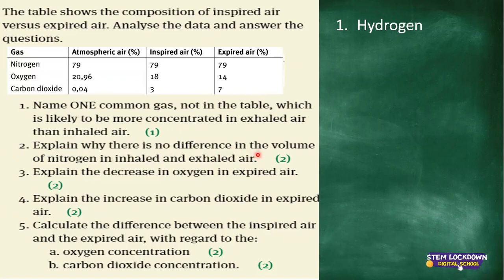Explain why there is no difference in the volume of nitrogen in inhaled and exhaled air. Let's look at the nitrogen gas. In atmospheric air, there's 79% of nitrogen gas. And then in inspired air, there's 79%. Expired air again, there's still 79%. So why do you think that it's like that? It's different for oxygen and carbon dioxide because there's a difference that you can note. But with nitrogen, there's absolutely no difference. Do you know what could be the reason for that? Let's try and think. Suppose this was your exam, what would you write in your exam? And remember never to leave an answer blank.